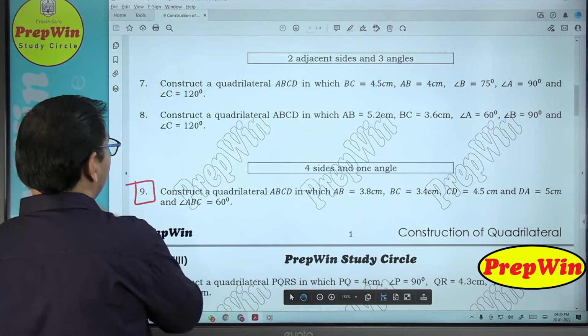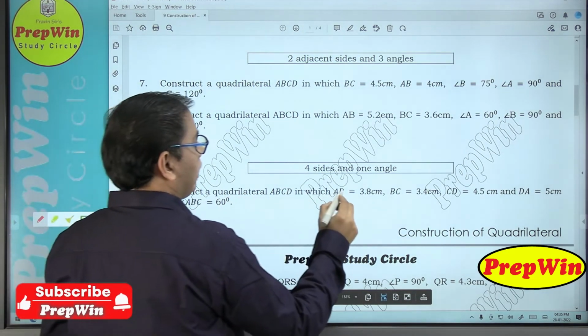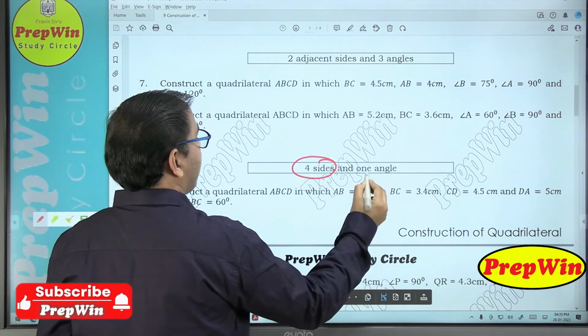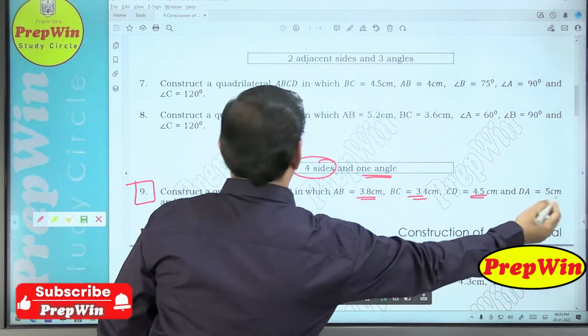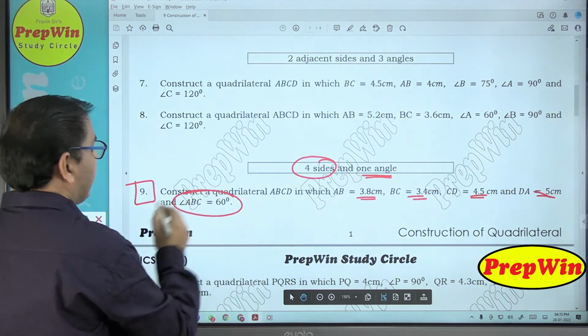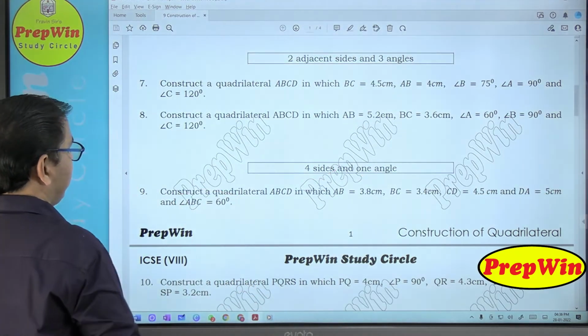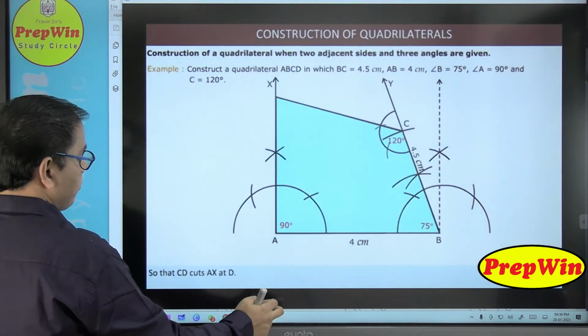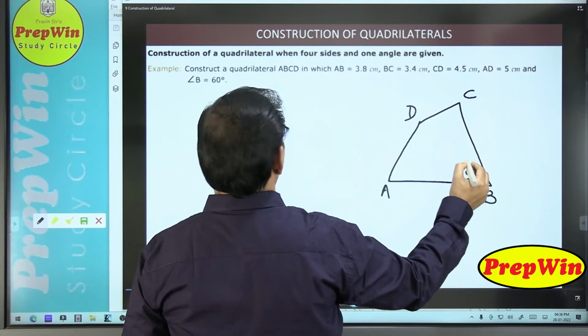So here we are doing the last sum of the day, which is sum number 9. Construct a quadrilateral ABCD. 4 sides and 1 angle are given. And what is this angle? 60 degree, the easiest of all. It is very easy to draw this angle. This is a rough diagram, not to the scale.